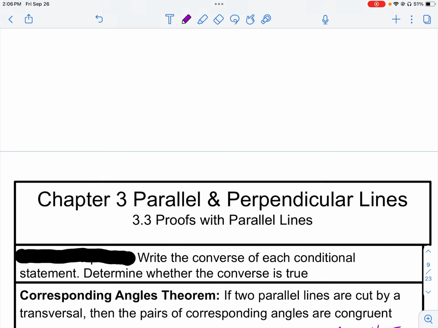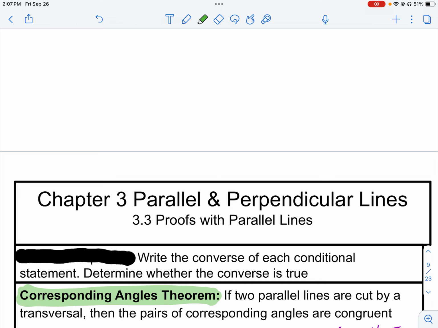All right, so now we're going to do section 3, and we're going to do proofs with parallel lines. We're going to show how we can use parallel lines to our advantage. So first thing we're going to start with is our corresponding angles theorem. So go ahead and pause the video and write the converse, and then start it back up and see how you did.